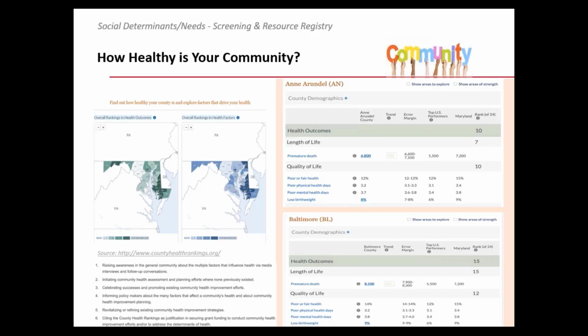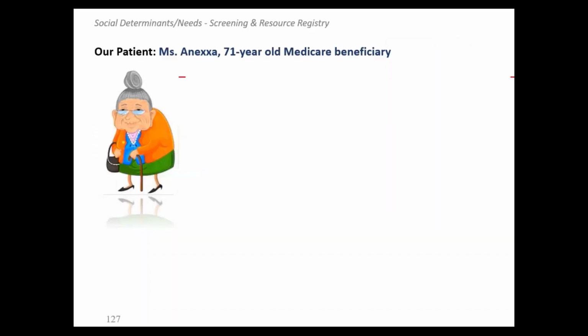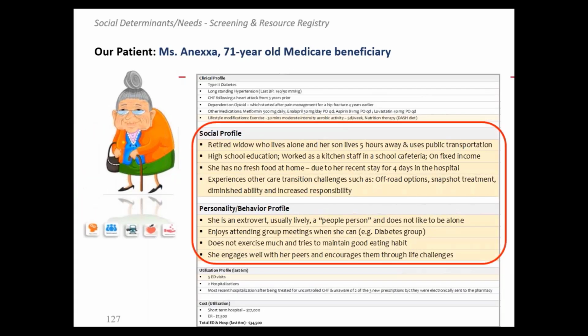They help us to initiate community assessments and planning in areas of concern. And these tools also help us to revitalize existing community health improvement strategies. Now let's take a look at our test patient one more time. We met her earlier, and this is 71-year-old Miss Anexa. If we take a look again at Miss Anexa's social profile, she is a retired widow with no family living nearby. Note that Miss Anexa has recently been hospitalized and that this time she has no fresh food at home.